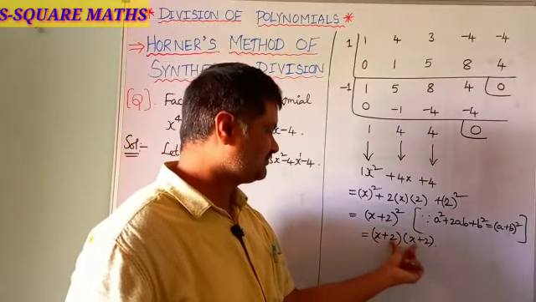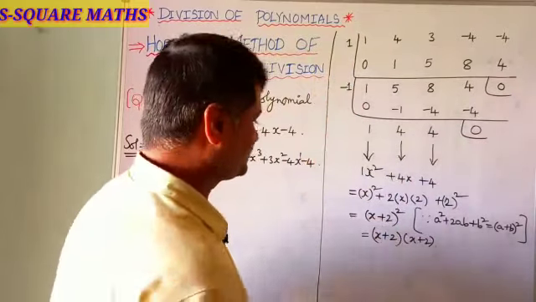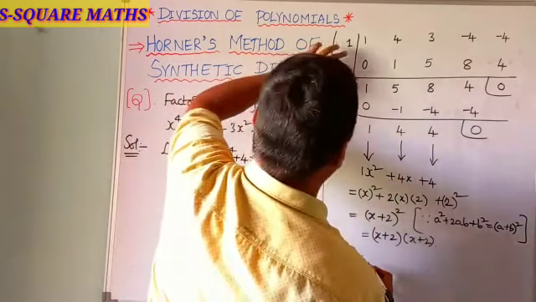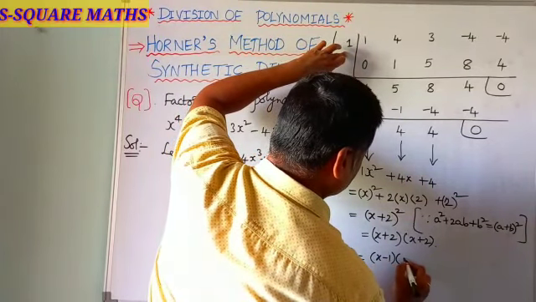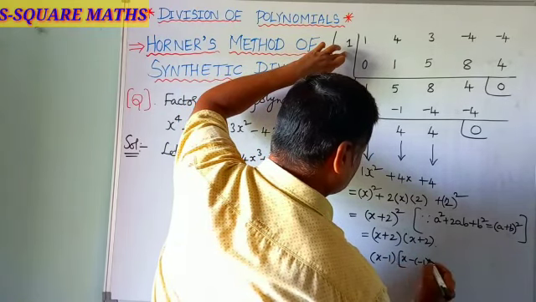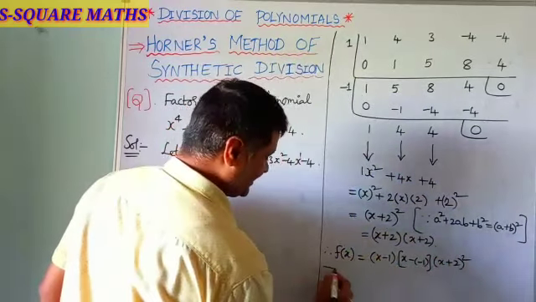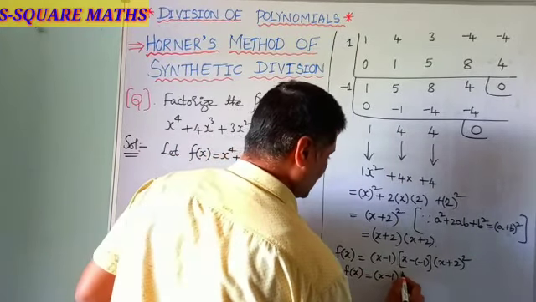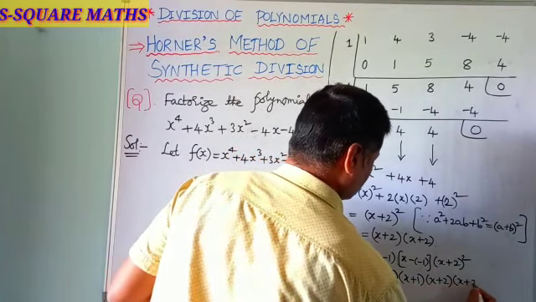Here these are the repeated factors for our f of x. So, totally 1, 2, 3, 4. Therefore, our f of x is equal to, first I am writing this x minus 1. Next I am writing here x minus of minus 1. Next this is x plus 2 whole square. Rewriting again, f of x is equal to x minus 1 into x plus 1 into x plus 2 into x plus 2.